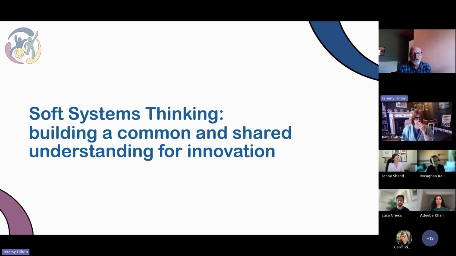So system 0, building a common shared understanding, is really going to talk about some simple tools, which I encourage you to go and play with after this and try out in your own context, because I think they're quite helpful. Many apprentices I've worked with and others have done so.